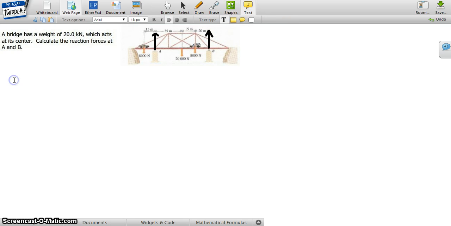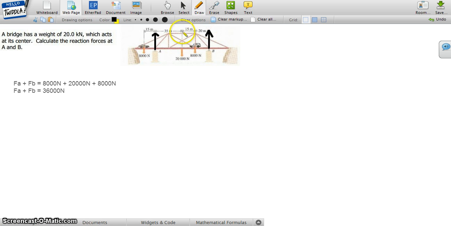And so now we can write an equation that would be F at A plus F at B, they're both up, will be equal to the sum of the other forces, since those are all down. Which would be FA plus FB equal to 36,000 newtons. But we have 2 unknowns, so that's not really going to help us figure out FA, force of A, or force of B. So we're going to have to figure out a pivot point.